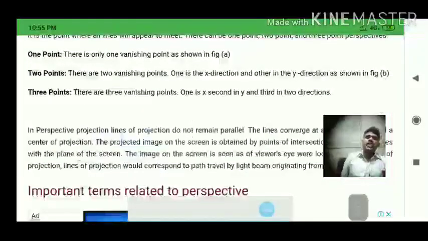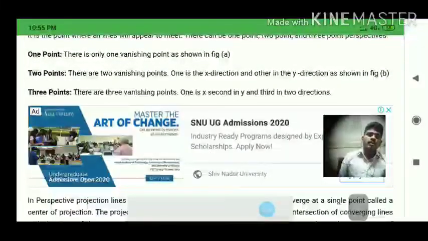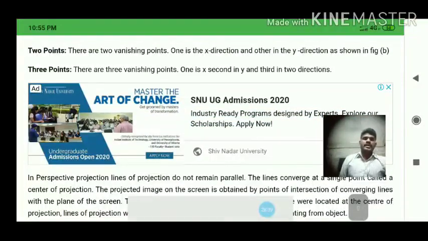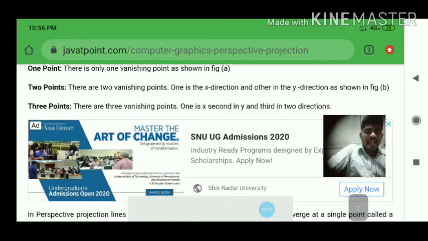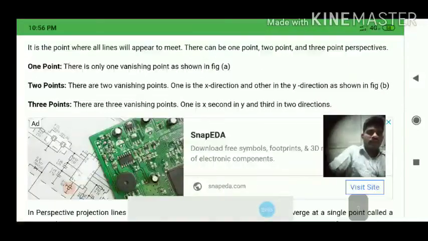Where there are 3 vanishing points, one is in x, second in y and third in both directions. So vanishing points: one in x, one in y and the third one in both directions. Look at the 2 vanishing point. There are 2 vanishing points, one in the x direction and the other in the y direction, as shown in the figure.